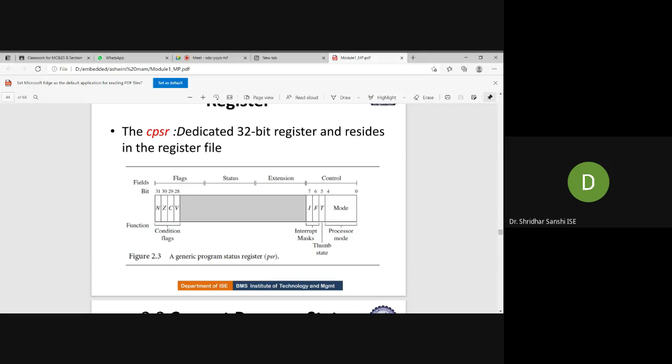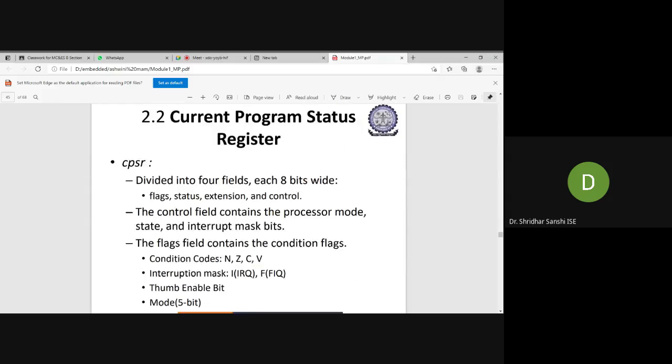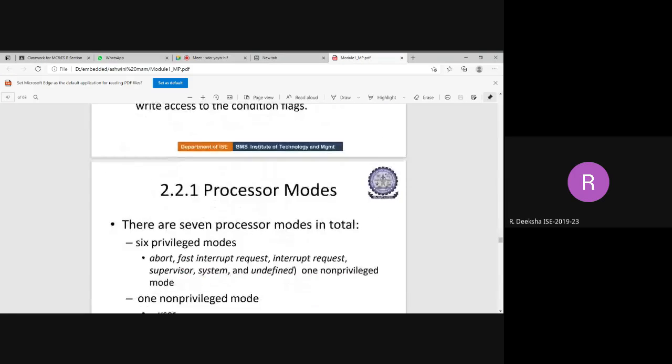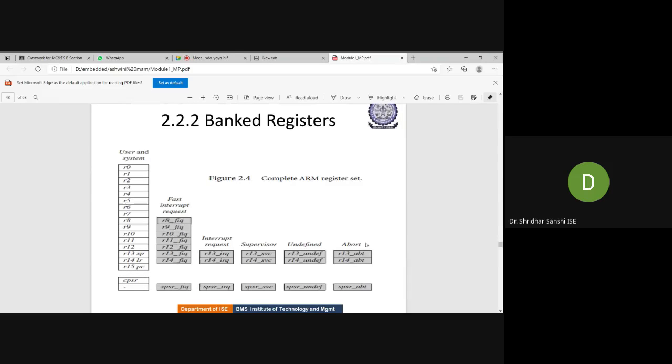And what else did we talk about? We talked about banked registers. What are these banked registers? How many banked registers do we have? 5 banked registers, for 5 modes. The total, remember this, in the microcontroller we have 37 registers.